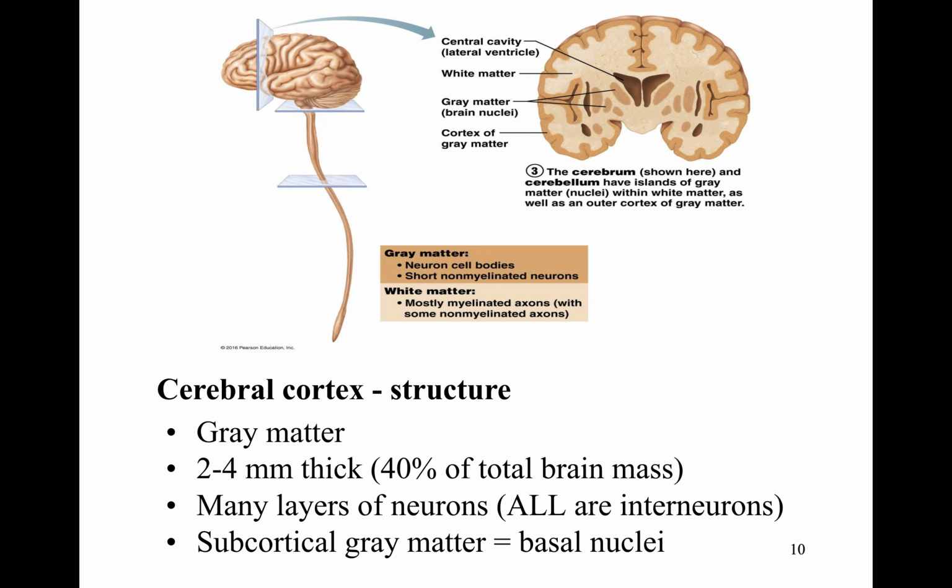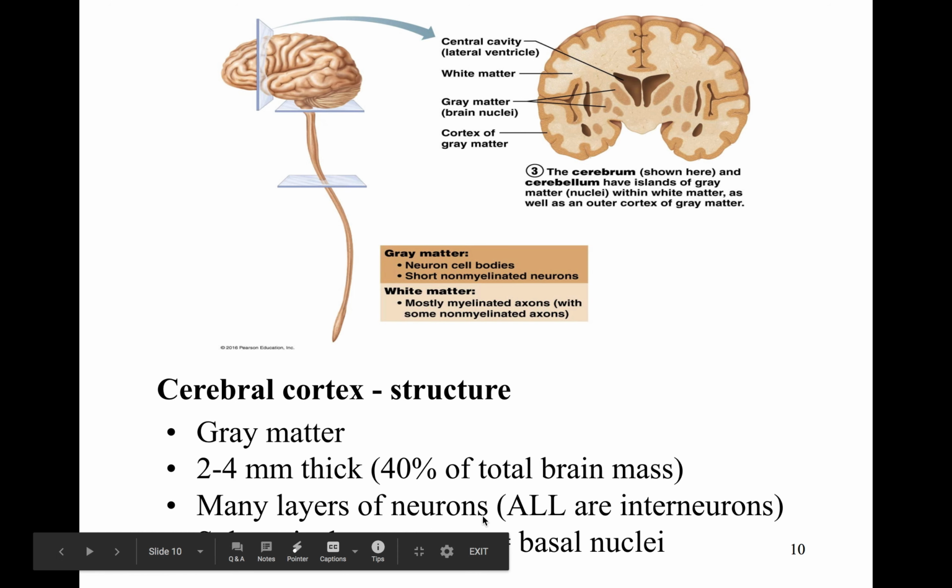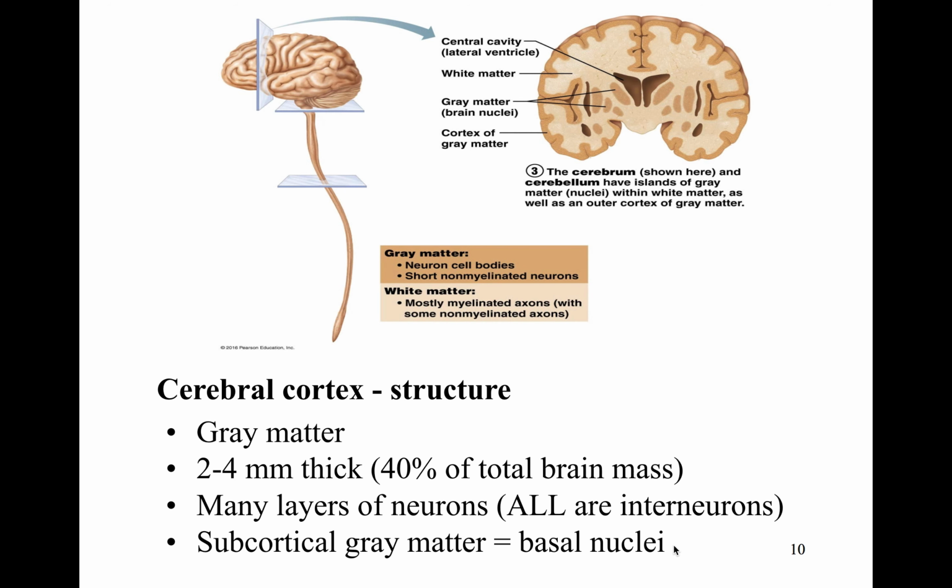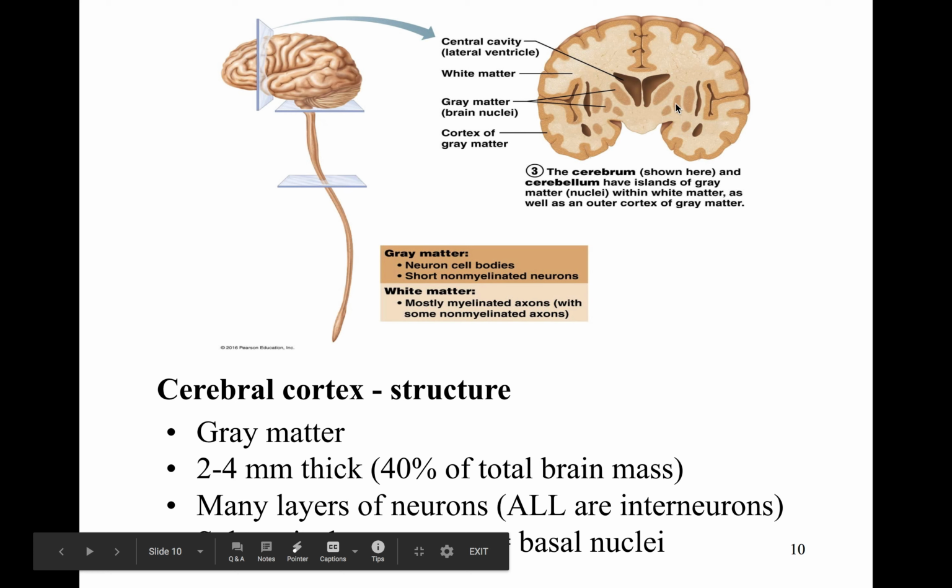Lastly, I just wanted to point out that the majority of the gray matter in our cerebral hemispheres is located in the cerebral cortex. Any other gray matter that exists in our cerebral hemispheres is going to be called subcortical gray matter. And subcortical gray matter is going to be those islands of gray matter. They're going to be known as basal nuclei.